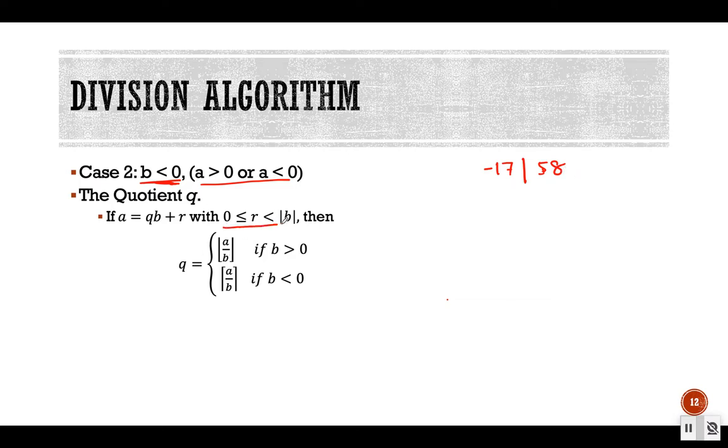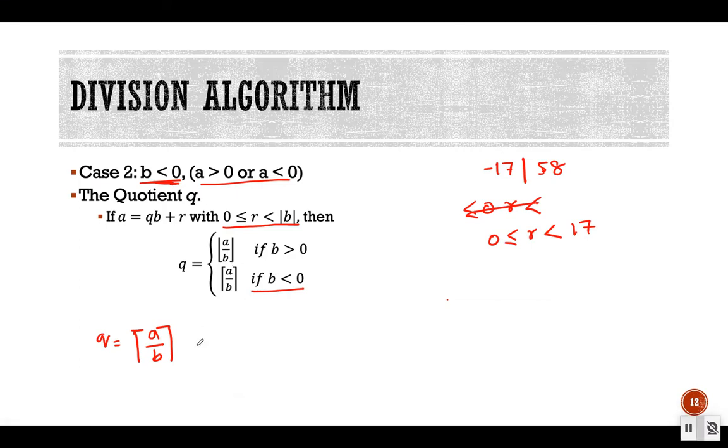Again, we are using this to make sure that r has to be always a positive number. It can be greater than or equal to 0, but it has to be less than the absolute value of b. So that means it has to be less than the absolute value of b, 17. All right, so now we are making a proposition: what if b is less than 0? If b is less than 0, the way to find the quotient will be a divided by b and the ceiling function.